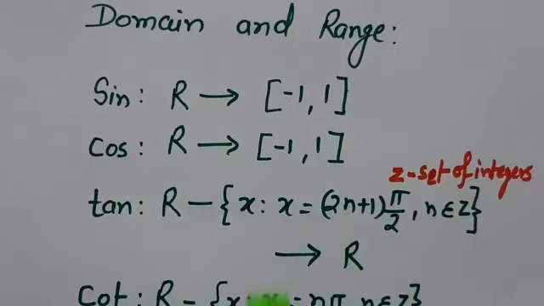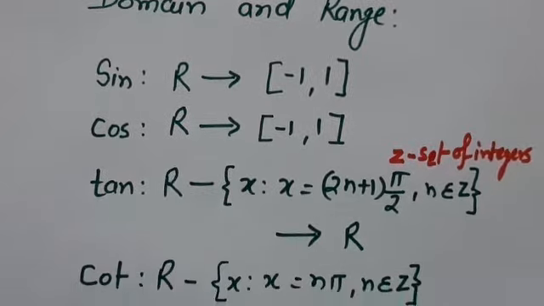Same is for cos. In case of tan, the domain is R minus this. We have to remove these x values, where x is of the form (2n+1) pi by 2, and Z is the set of integers, because for these values the value of tan is infinite, and infinite does not exist. So we remove these. This is the domain of tangent, and the range of tangent is the complete set of real numbers.